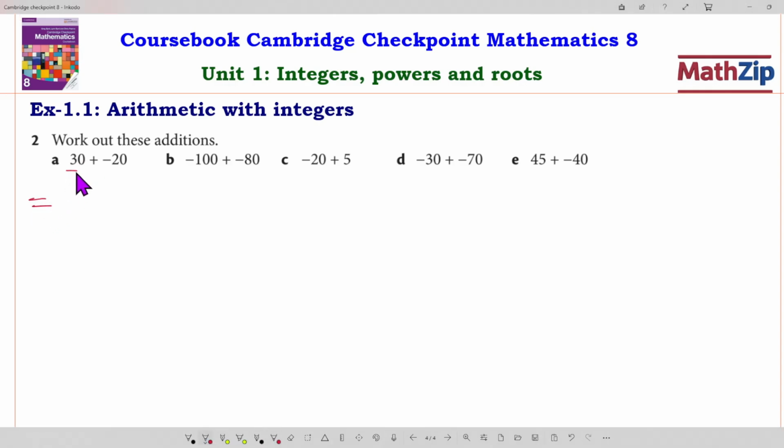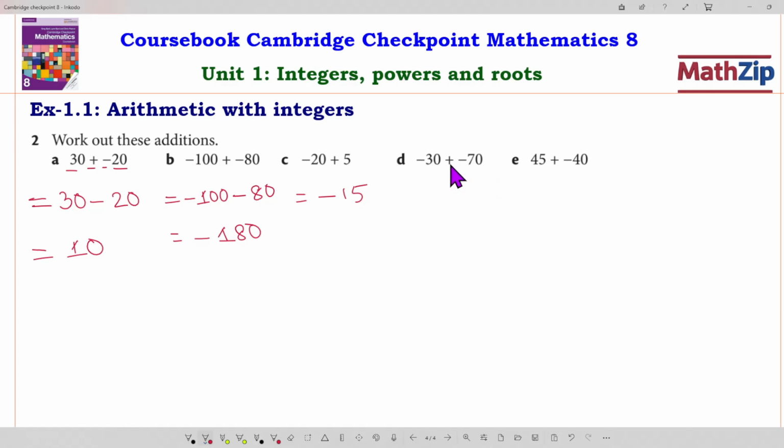Work out these additions, number 2. Number A, here is 30 plus minus 20. So this is 30, plus and minus becomes minus 20. So our answer is 10. Number B. Here is minus 100, plus and minus will be minus, then 80. So here is minus 180. Minus 20 plus 5 will be minus 15.